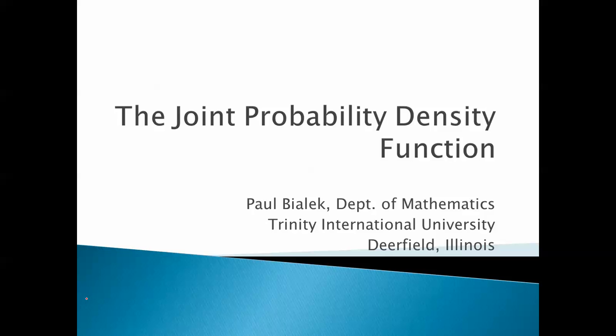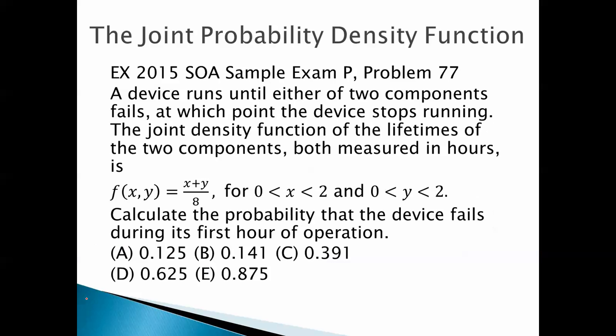Let's look at the joint probability density function. 2015 Society of Actuaries Sample Exam P, Problem 77. A device runs until either of two components fails, at which point the device stops running. The joint density function of the lifetimes of the two components, both measured in hours, is f of x y equals (x plus y) over 8 for x between 0 and 2 and y between 0 and 2. Calculate the probability that the device fails during its first hour of operation.